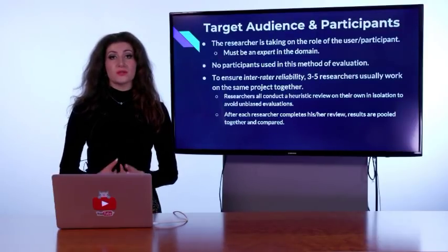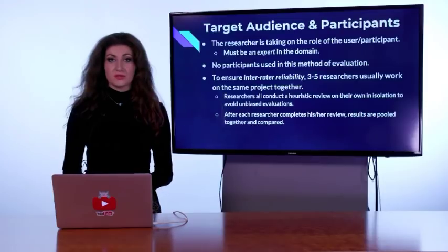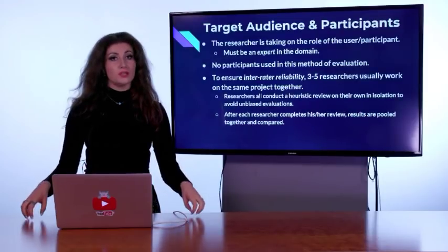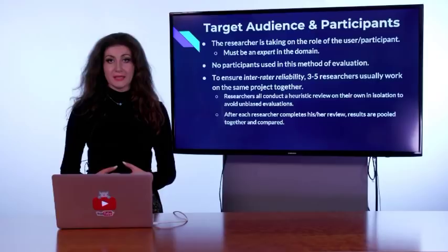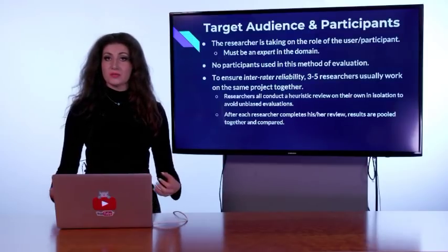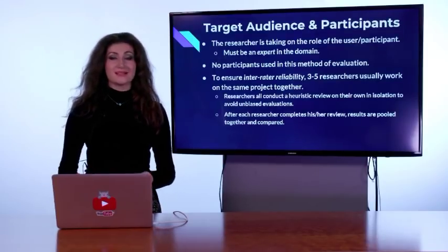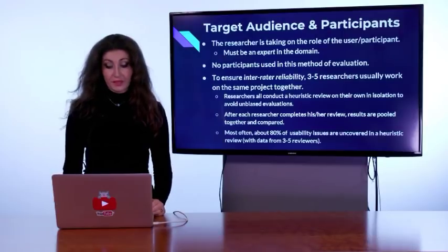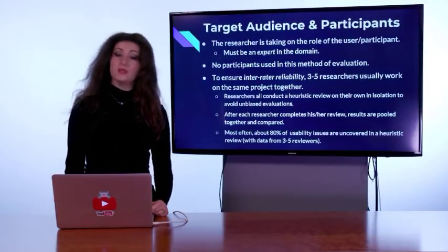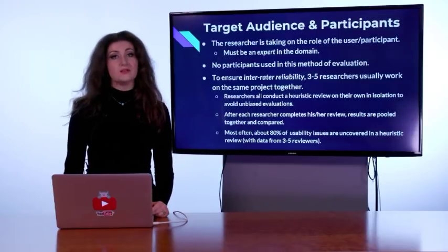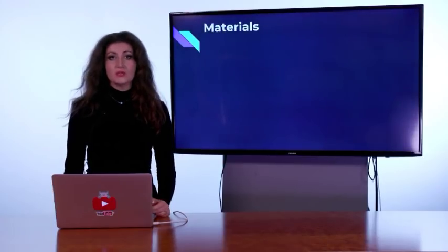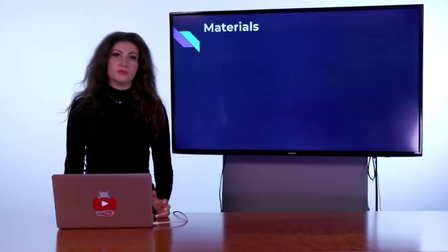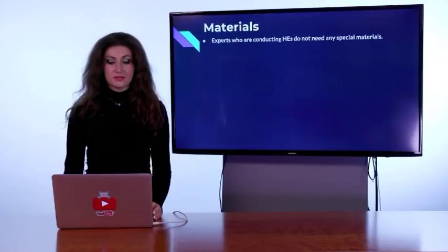So research shows that more usability issues are surfaced when researchers work alone and then combine their results later, as opposed to having all of the researchers work on all of the tasks at the same time. So most often, about 80% of usability issues are uncovered in a heuristic review, again with data from about 3 to 5 reviewers. So what are some of the materials that we need to conduct a heuristic evaluation?